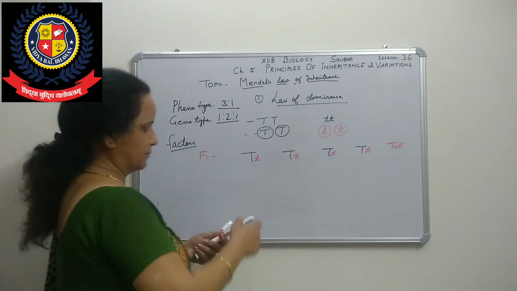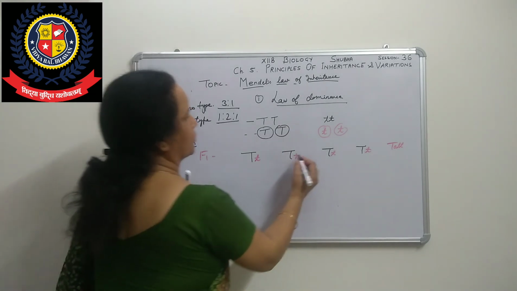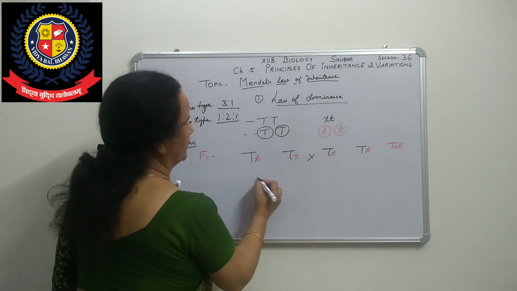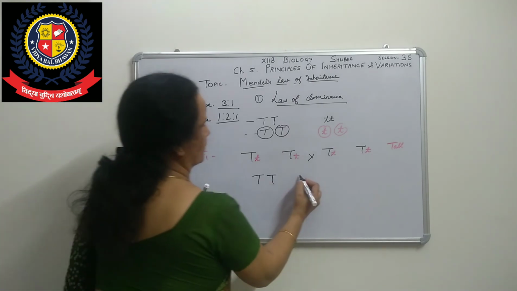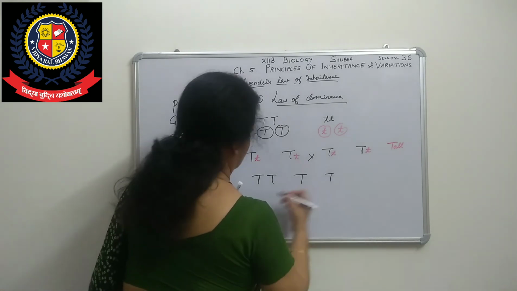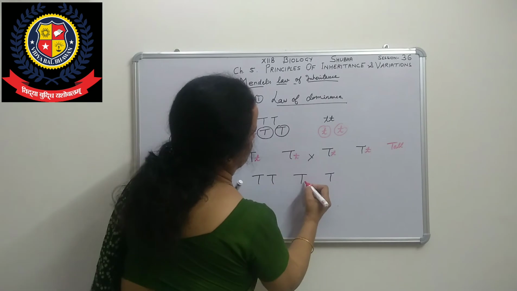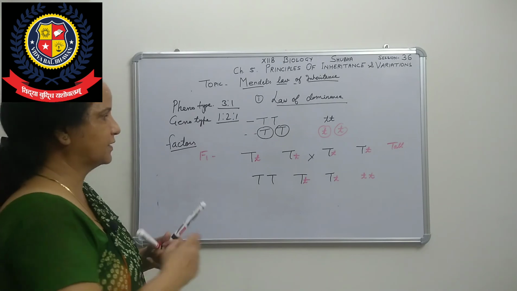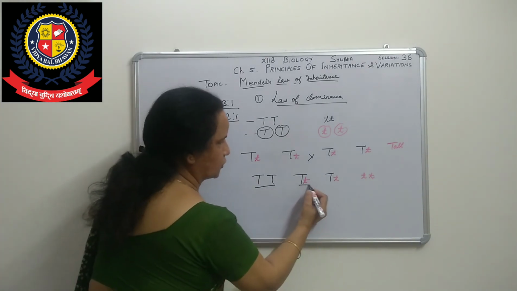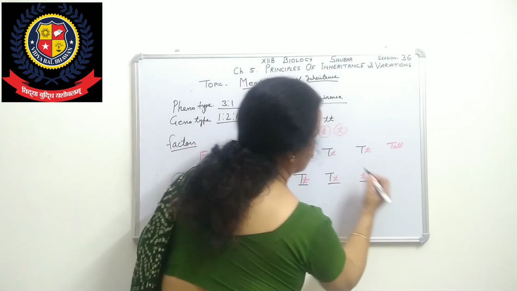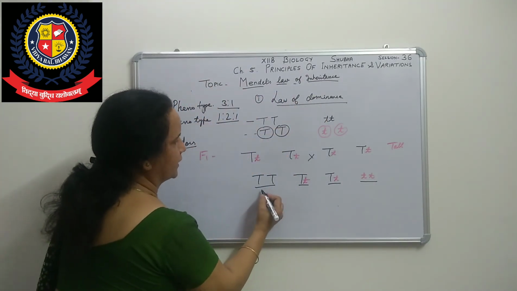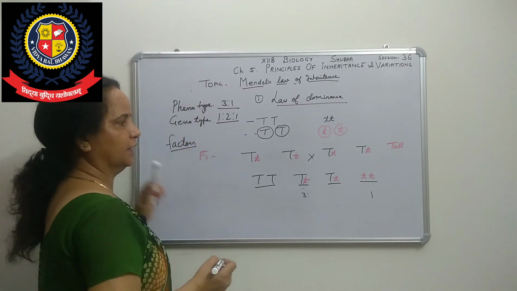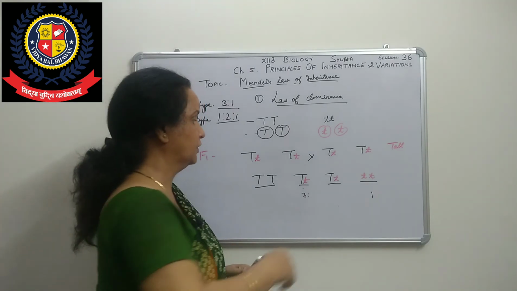How will it be? When we make a self cross in the same generation, what we get here is 1:2:1. These are tall, this is also tall, this is also tall, and that is short. So all three are tall and one is short, 3:1. Here the phenotype ratio is 3:1.